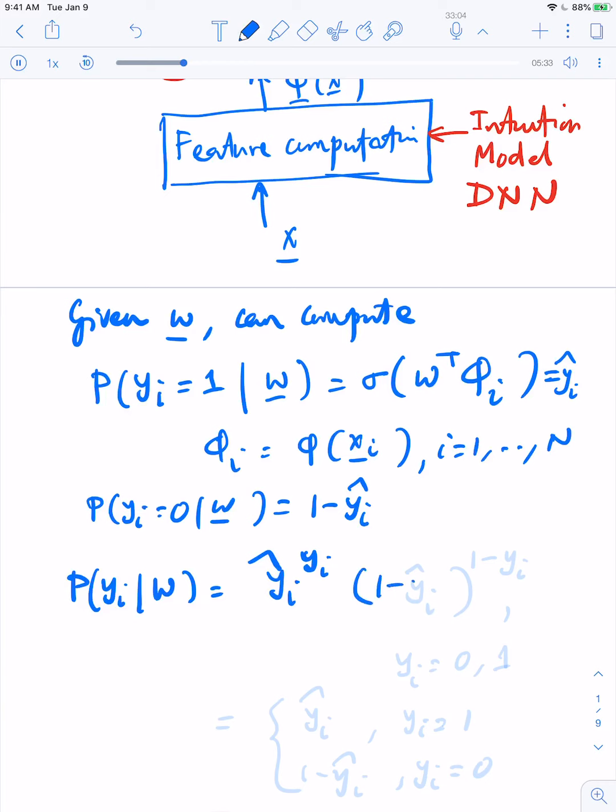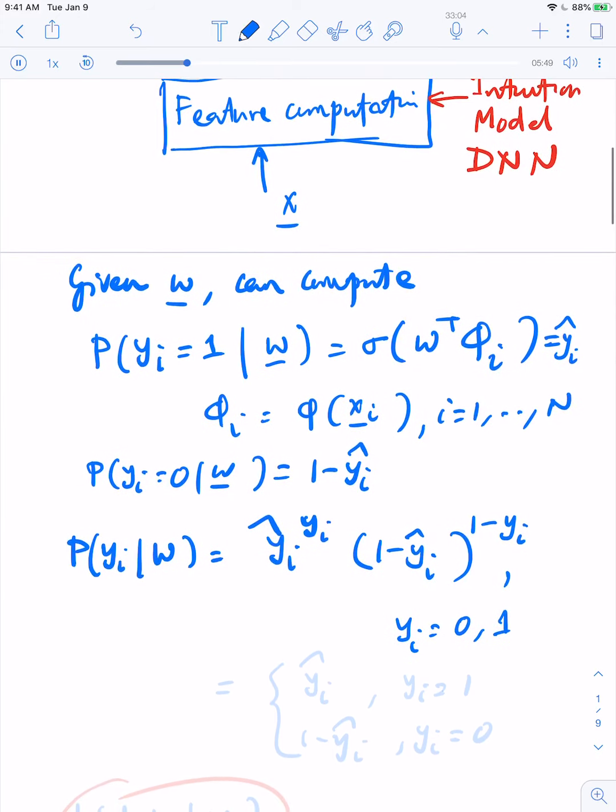And it is 1 minus yi hat if yi is equal to 0. And so if I put this down, and of course this formula applies for both yi taking values 0 or 1, right? Because if yi is equal to 1, then it is just yi hat for yi equals 1 and 1 minus yi hat for yi equals 0.